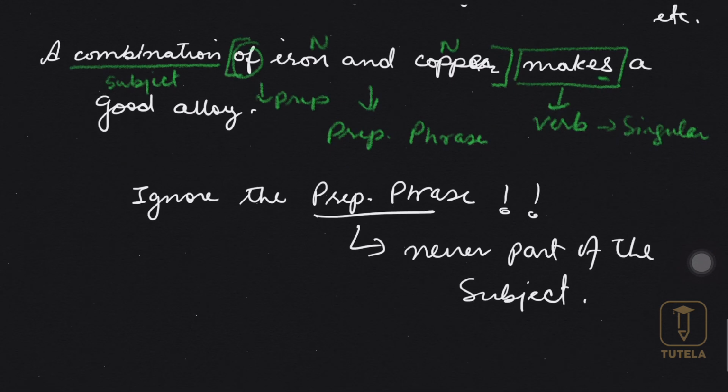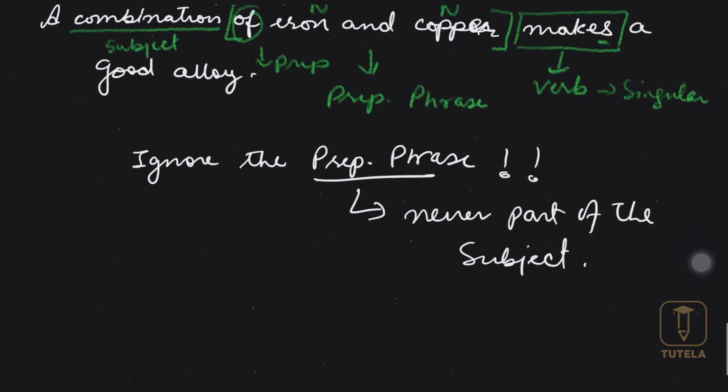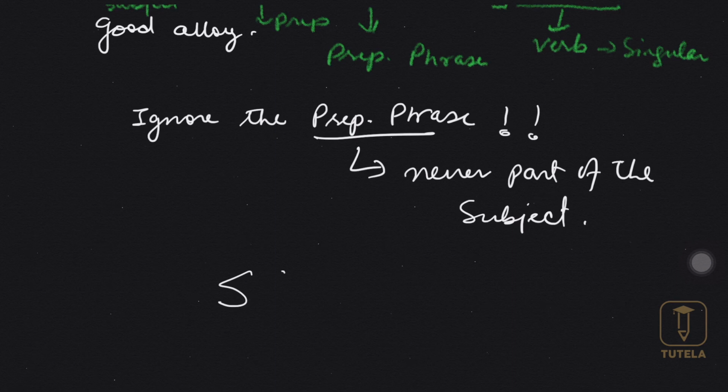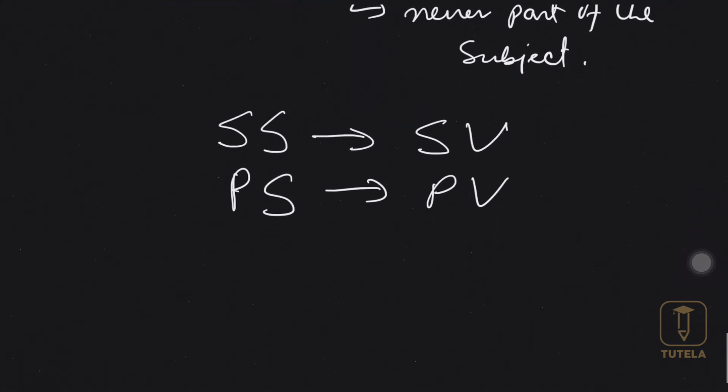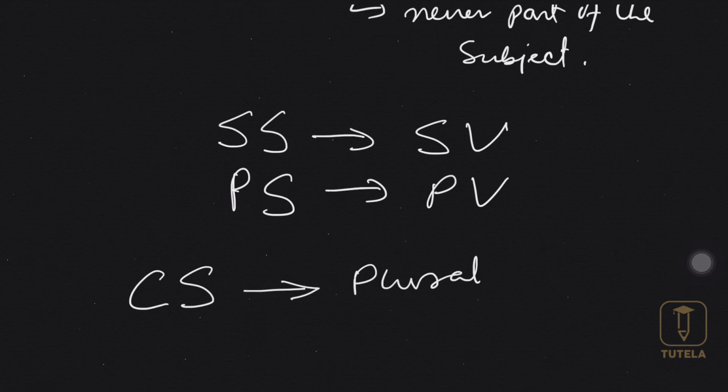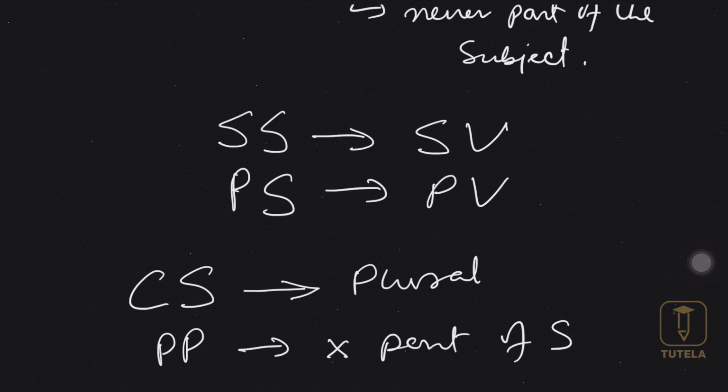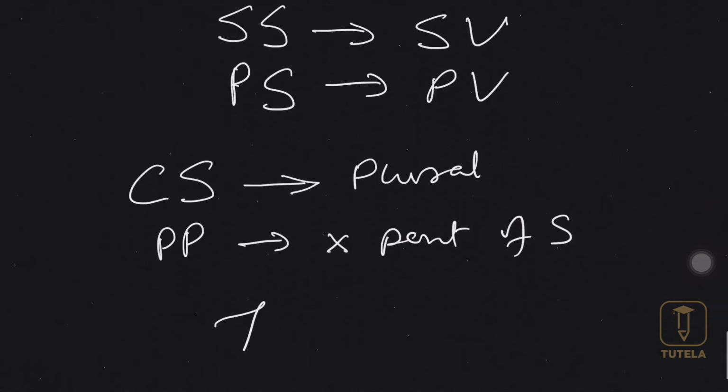And with that, what we have learnt is that a singular subject takes a singular verb. A plural subject will take a plural verb. We need to remember that compound subjects are always plural, and a prepositional phrase is not part of the subject. Let's end this. Thank you.